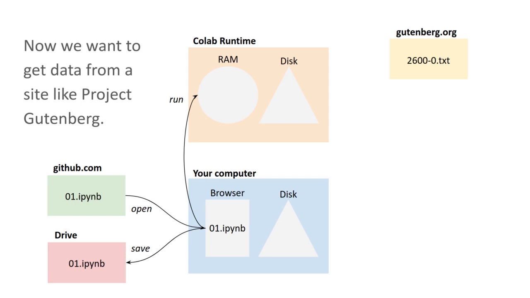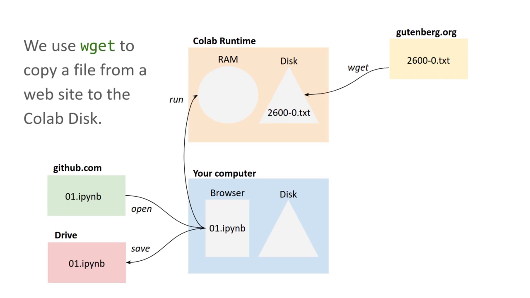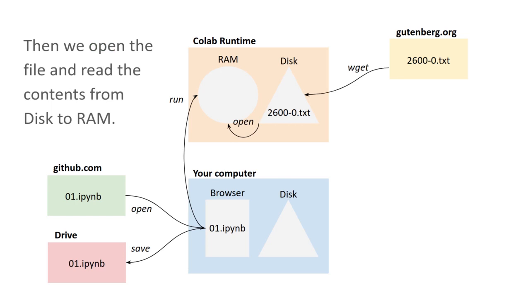I'm going to use Project Gutenberg as an example. So let's say that there's a file called 2600.txt. We'll use wget in order to make a copy of that file from Gutenberg onto the disk part of the Colab runtime. From there, you can use open in order to read the contents of that file into RAM and run your program and do whatever you're going to do with that data. That's a very high-level view. The details you'll see are in the notebooks for elements of data science. You can also look them up online.